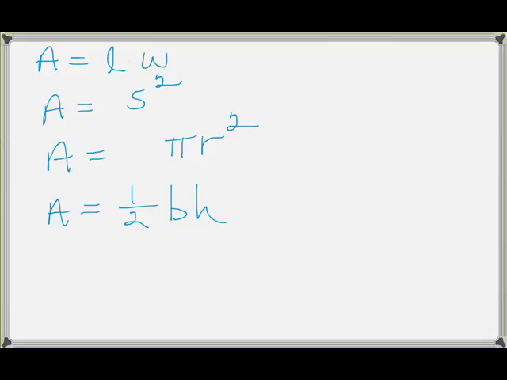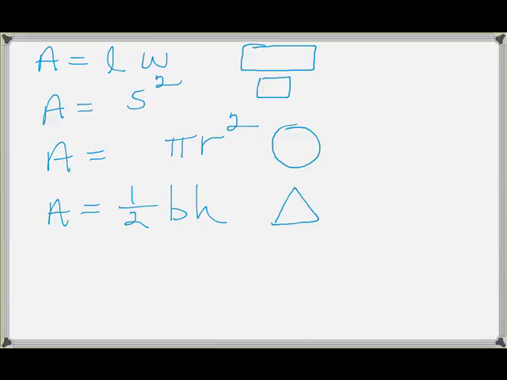So let's just draw the little shapes out beside it so that you can have it. This one is a rectangle, this one is a square, circle, and triangle. So those are the formulas that you're going to need. And basically you just substitute the numbers into the formulas.